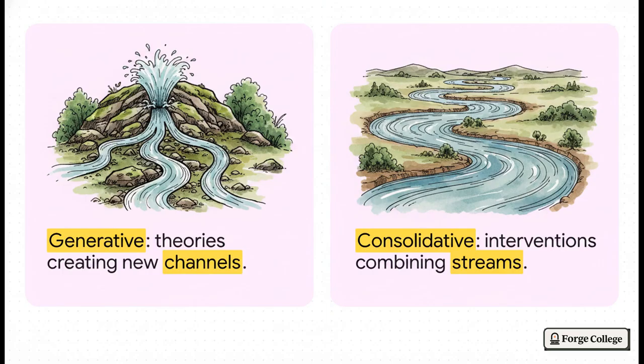Up at the top, you have the headwaters. These are foundational theoretical advances. Think early public key cryptography that have what we call generative importance. They carve out entirely new channels of thought. Then, further downstream, you have consolidative importance. These are the practical engineering interventions that take those existing streams and combine them together into one massive, powerful flow.